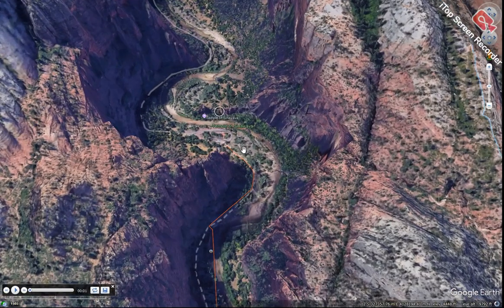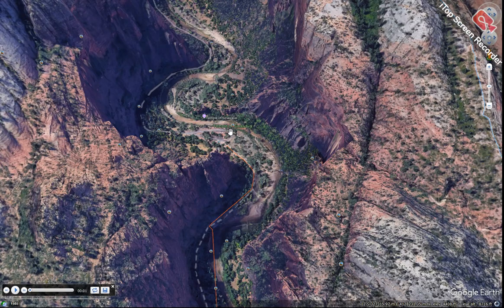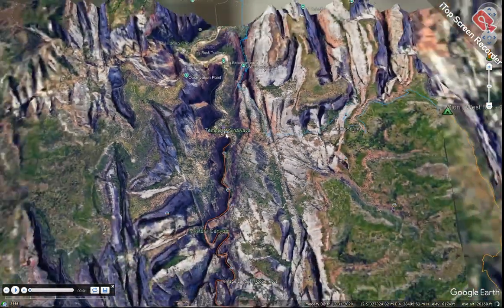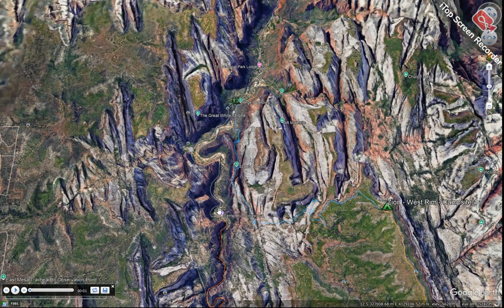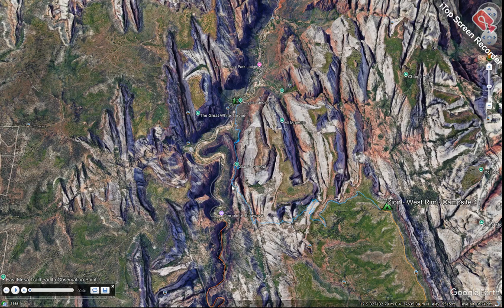So the Temple of the Sinawava, however you want to say it. That's where the end of the road is. And from here, we would go ahead and catch that shuttle, and the shuttle will take us back to where the van should be over at the visitor center. But again, this is Zion Canyon, and we're back to civilization. That's the end of that hike.